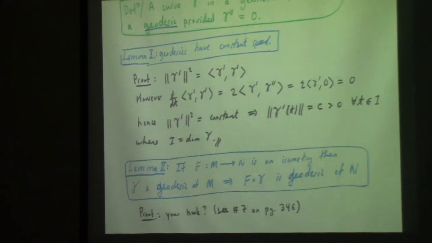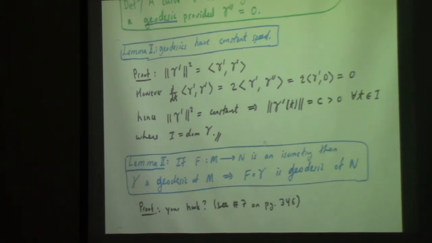Lemma 2: if you had an isometry F from one surface M to another surface N, and you have a geodesic gamma in M, then F composed with gamma is a geodesic of N. I threaten that that's one of your homeworks, but I'll leave it at that.